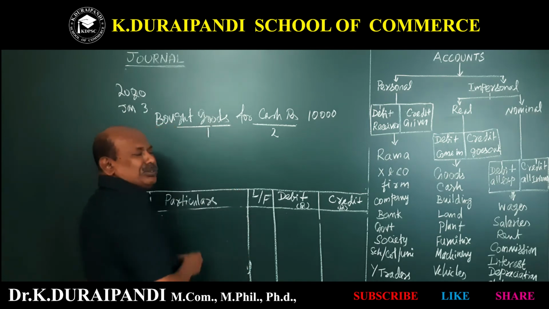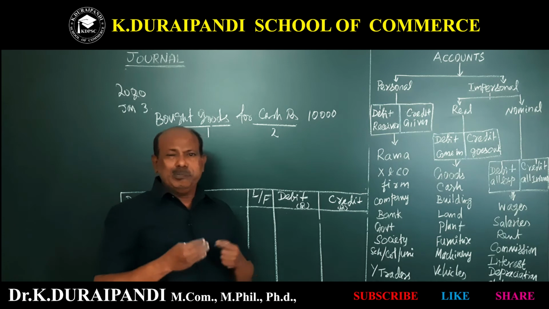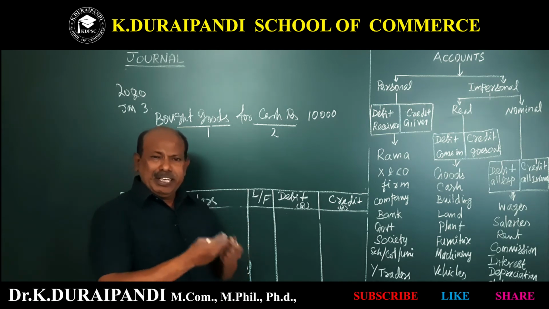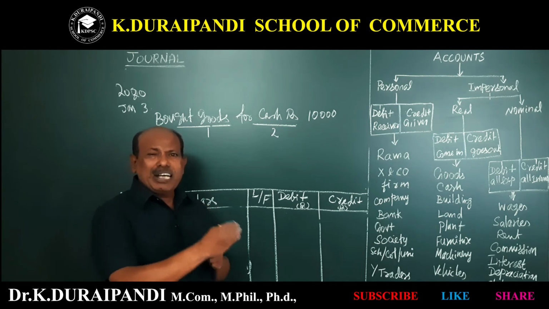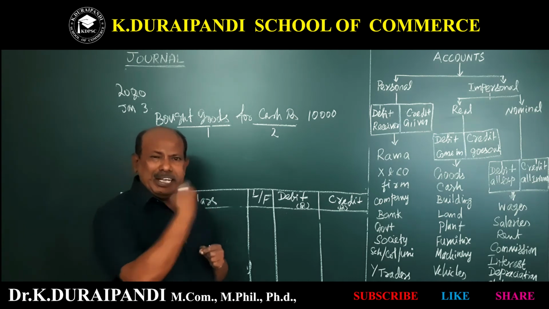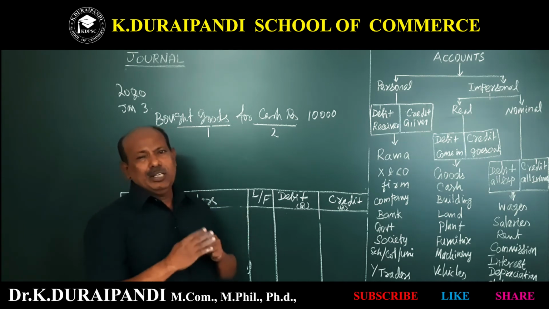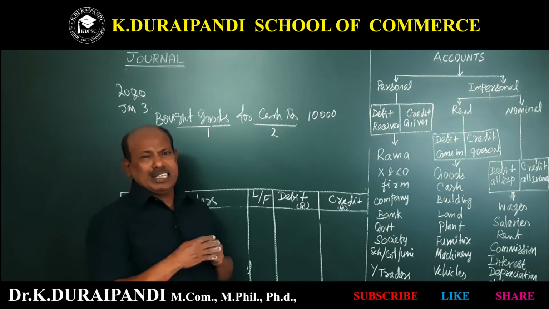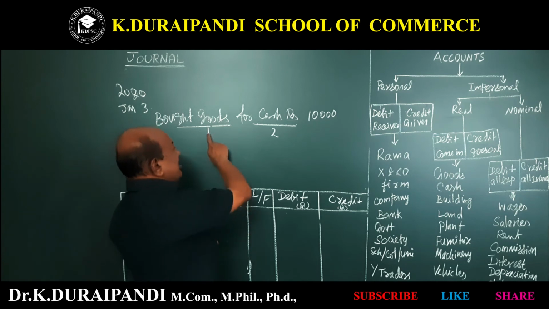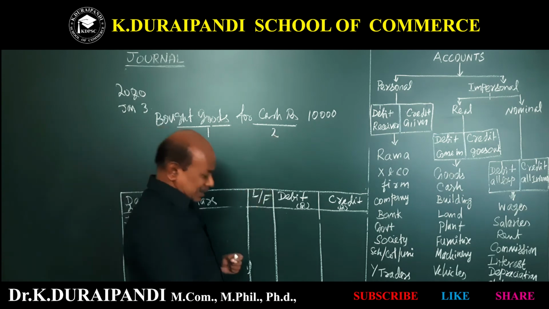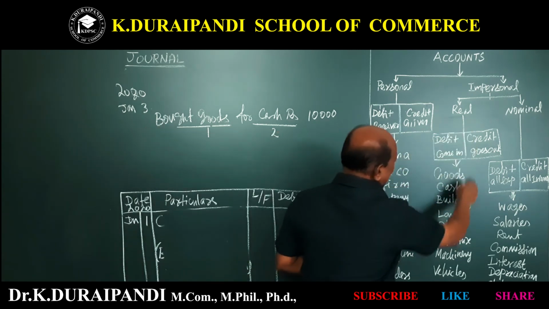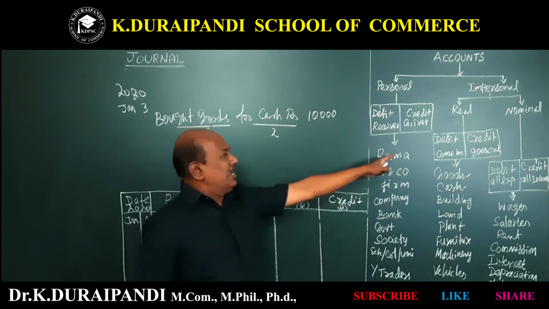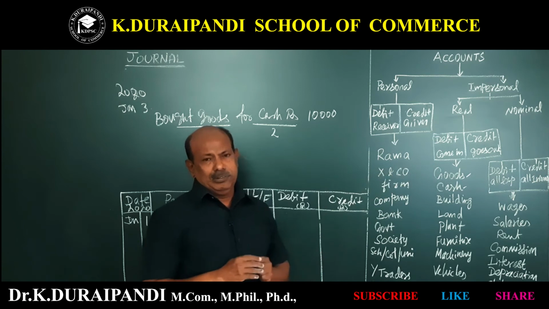Here goods, bought goods means purchasing of goods, receiving of goods for cash. That is, we are paying cash and receiving goods. That is the meaning of this business transaction. Here, goods as well as cash come under real account. So, we have to apply the rule of real account.